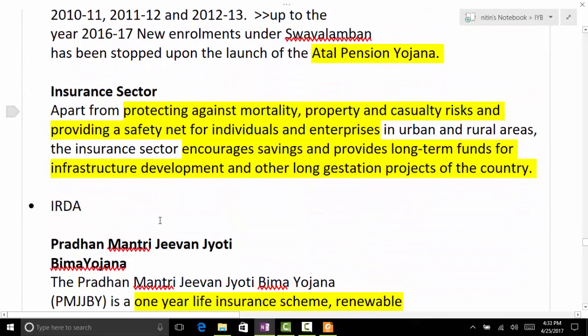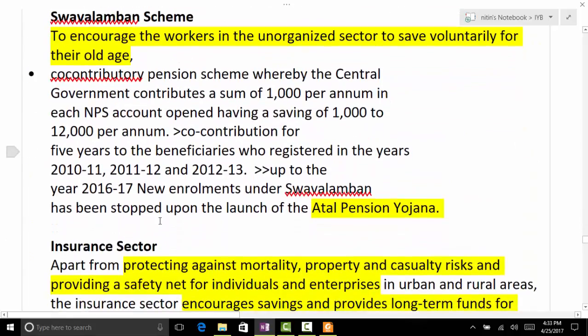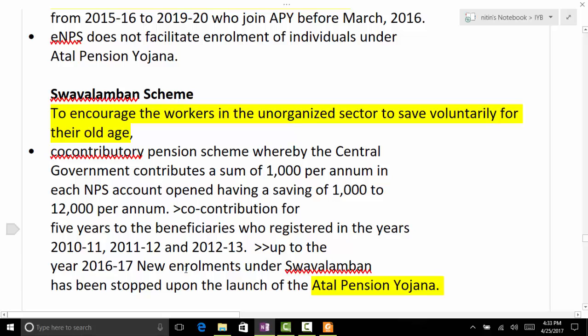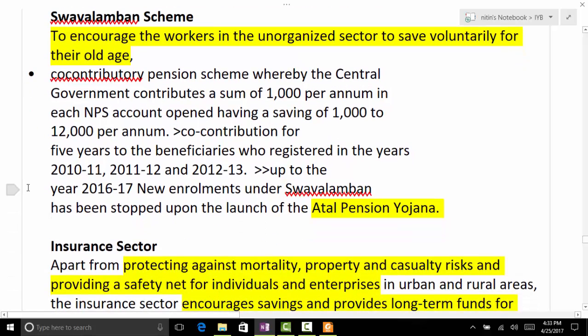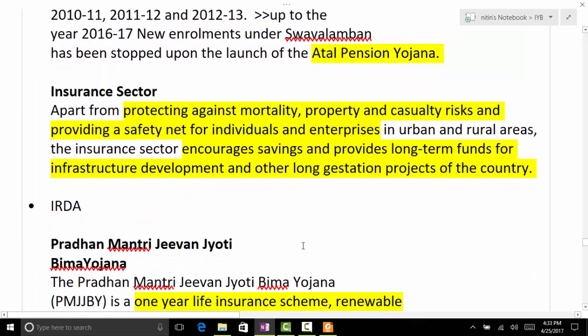Now come to next, insurance sector. So is Swavalamban still in existence or has it been subsumed in Atal Pension Yojana? Now, what it says you can see there, up to year 2016-17, new enrollments under Swavalamban have been stopped upon the launch of Atal Pension Yojana. So now these people are being moved into Atal Pension Yojana. So why is the insurance sector important? You can read it for mains.